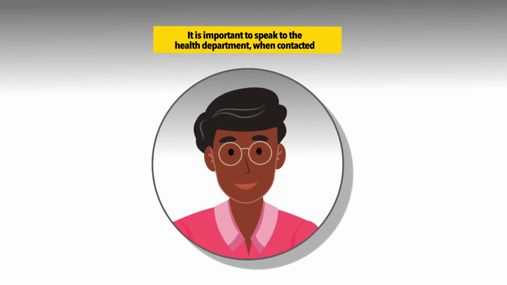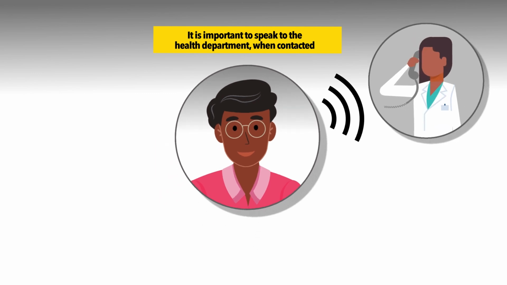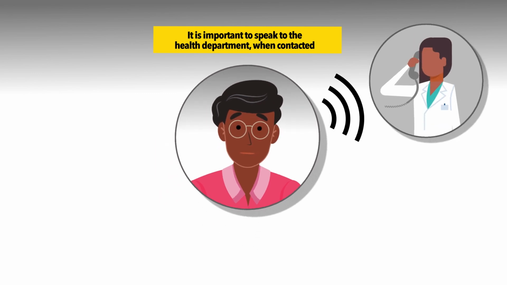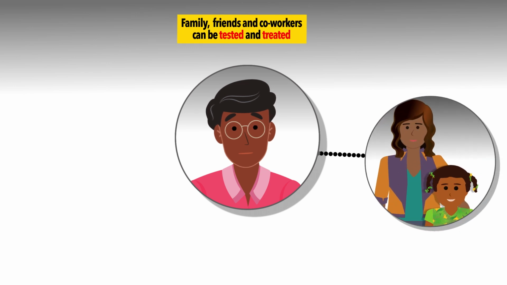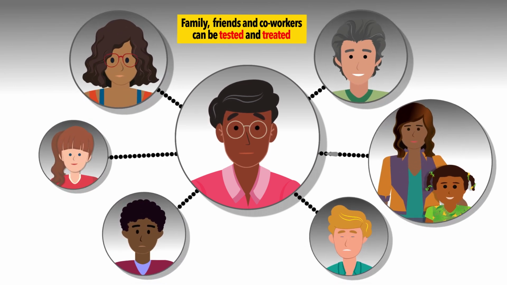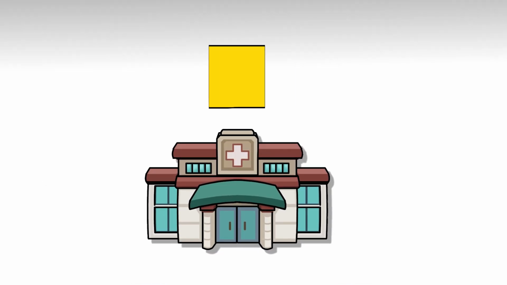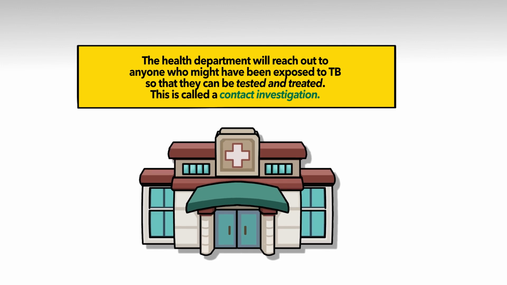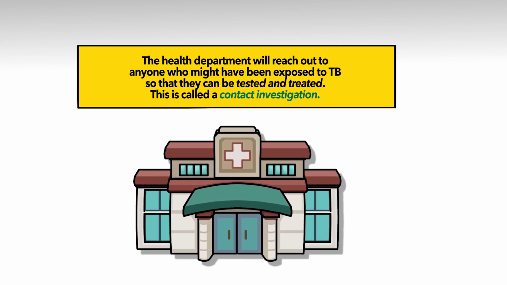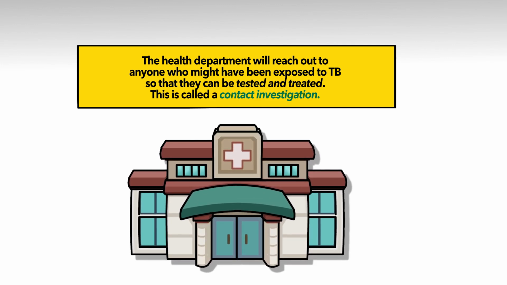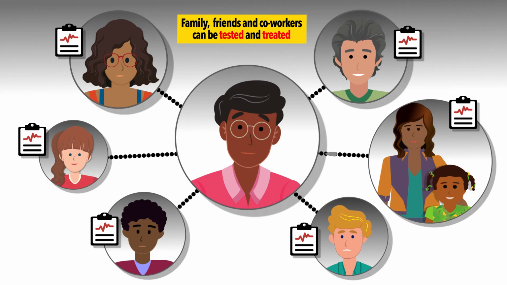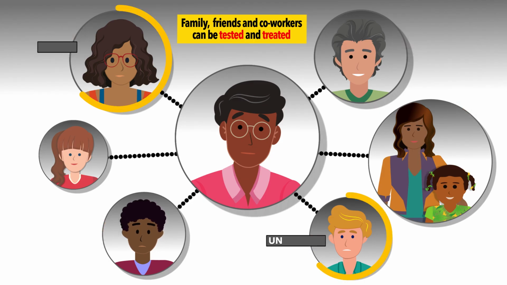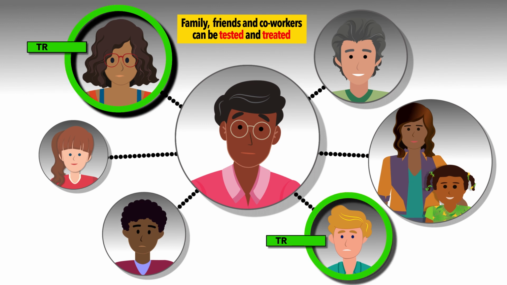This is why it's important for Arun to speak with the health department and share information about who he has spent time with while he was sick. This includes family members, friends, and coworkers. The health department will reach out to anyone who might have been exposed to TB germs so that they can be tested and treated. This is called a contact investigation. If someone has been infected, they can be treated to prevent them from becoming sick with TB disease.